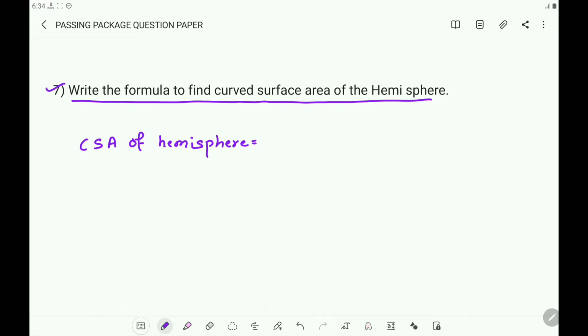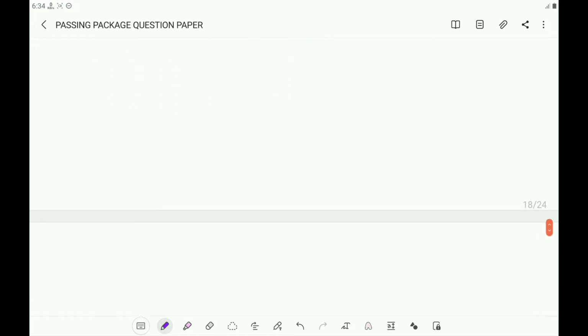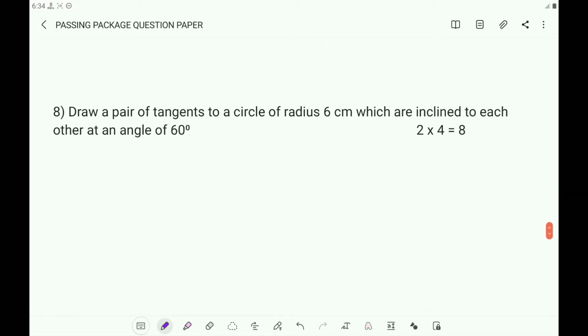Hemisphere equals, what is that? 2 pi r square. Total surface area becomes 3 pi r square and curved surface area is 2 pi r square. Then you take the next question, question number 8.